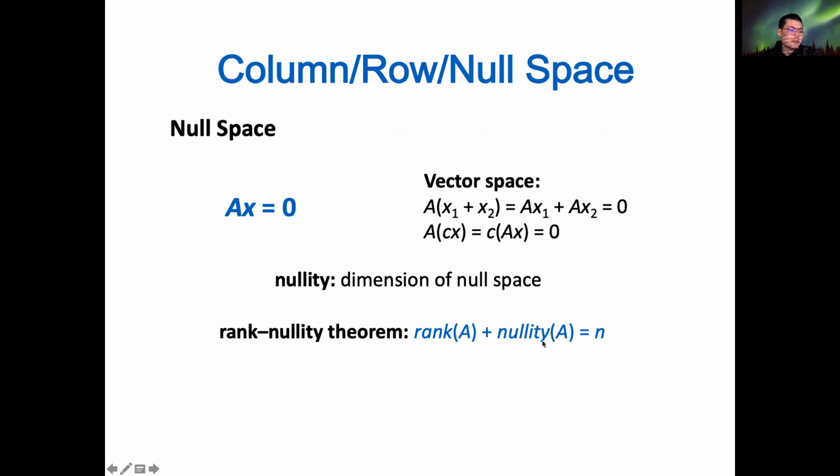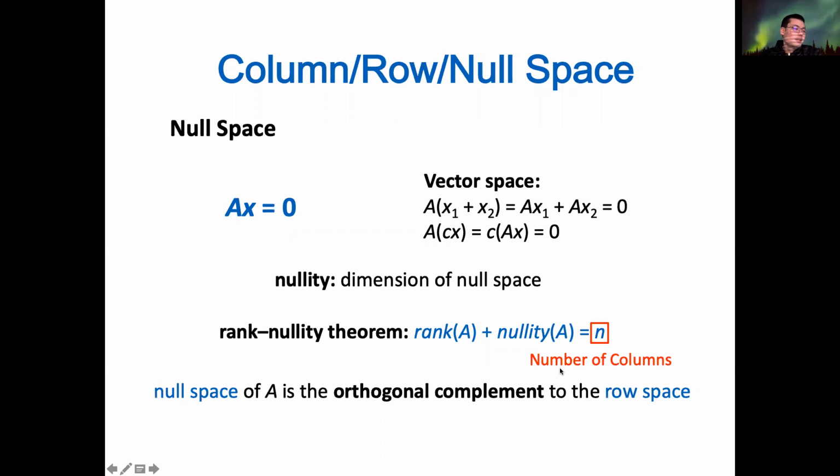Then the nullity is 0. Okay, and so the null space of A, we call it the orthogonal complement to the row space. Okay, so what does that mean? That means, let me give you an example. Maybe your A matrix has three columns, but these three columns are all on this string.